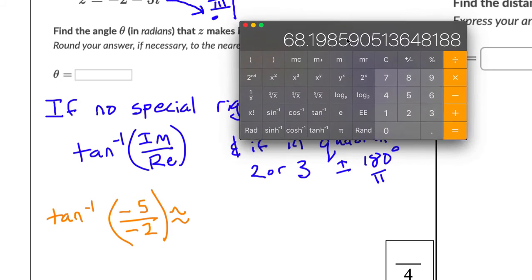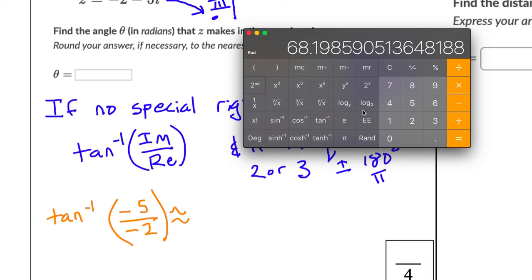I need to be in radians. Oops, let's clear that again. Make sure you are in radians. How do I check that? Top center area, the mode. It says degrees. So how do you switch the mode?